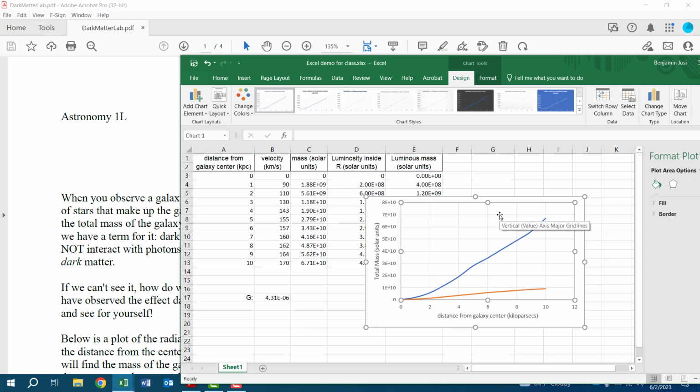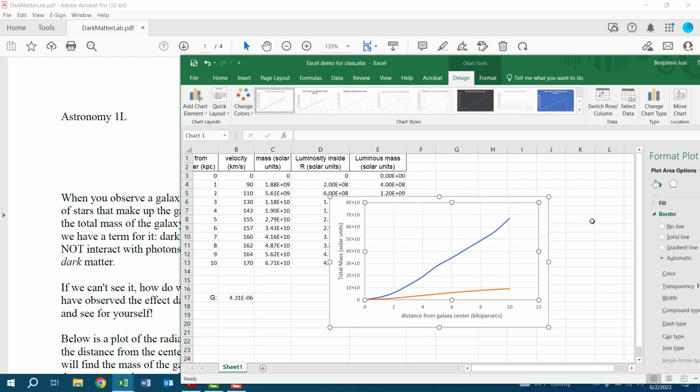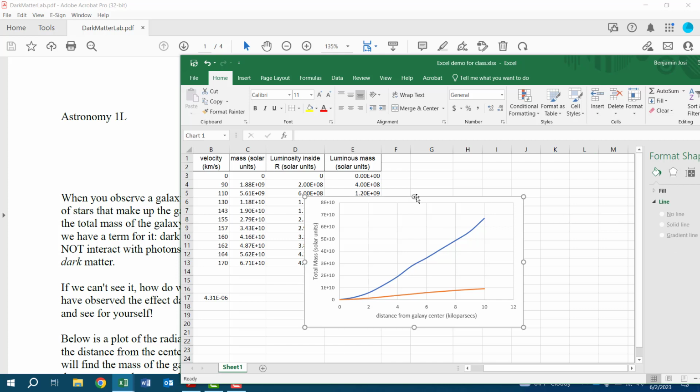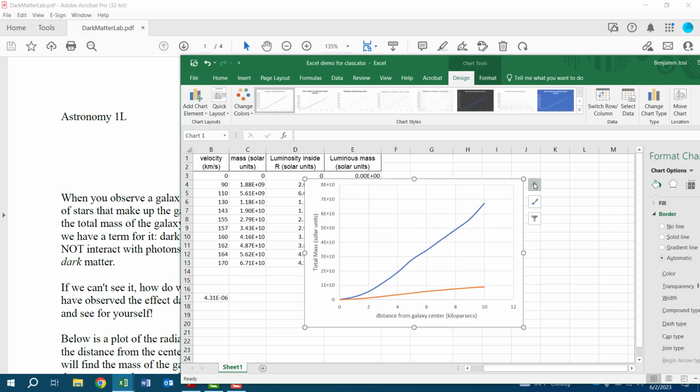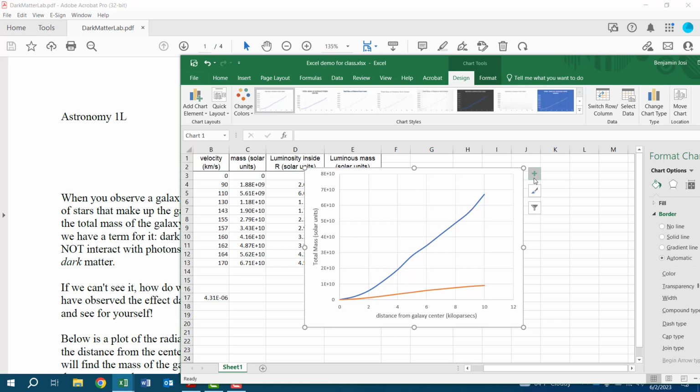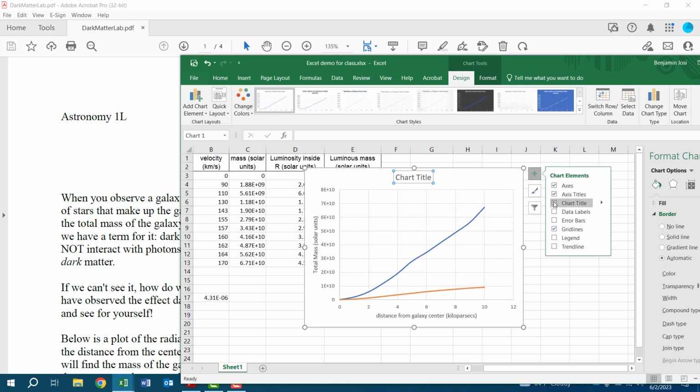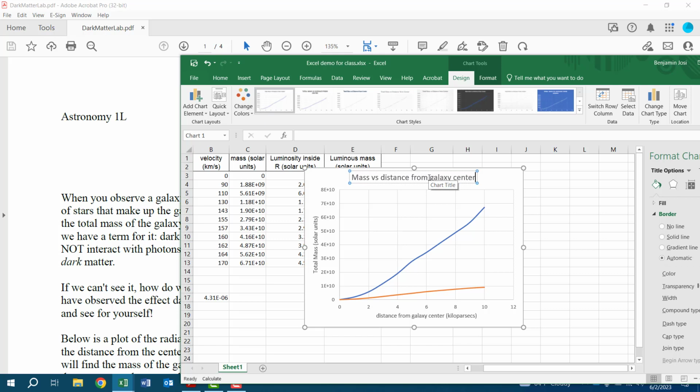I don't know what happened to the title of my graph; it seems to be gone. So let's go back to, hey, where's the plus sign? I need that plus sign. Oh, there it is, okay. What if I stretch this up? Is the title still there? It doesn't seem to be there. So if I go to plus sign, chart title, I guess by adding a data series, it confused Excel. So I'll put just mass versus distance from galaxy center.